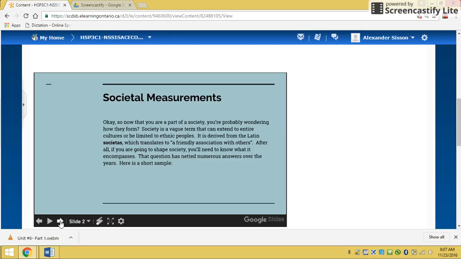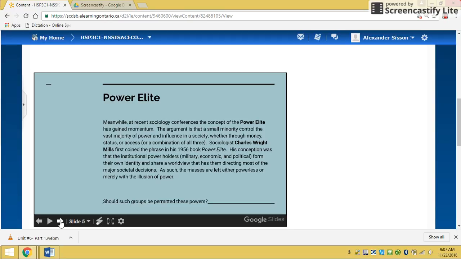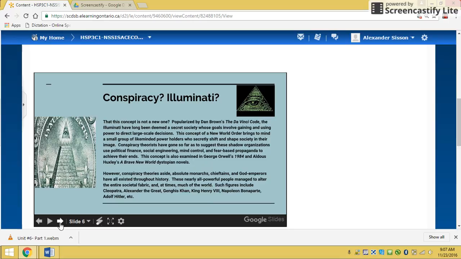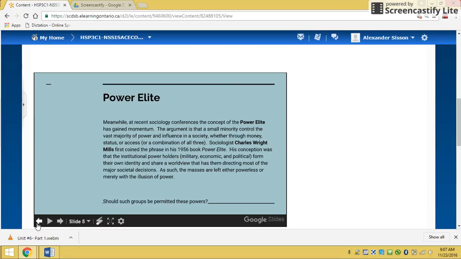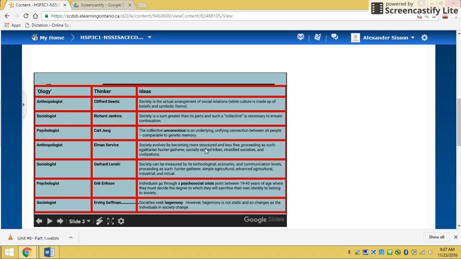Power groups. So you could, when you're talking about the formation of your society or the demise, look at the power elite. Maybe there was a power elite in your society that contributed to the rise and the stabilization, or perhaps led to the demise and the fall of your society. How did they get their way, right? We looked at how the ends justify the means and the Machiavellian ideas.